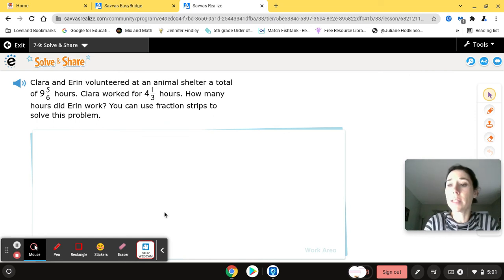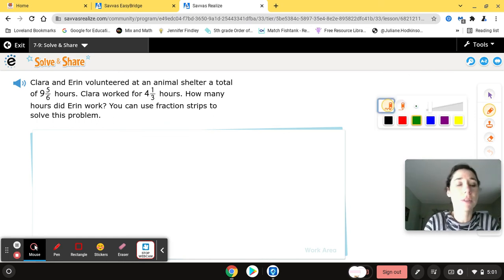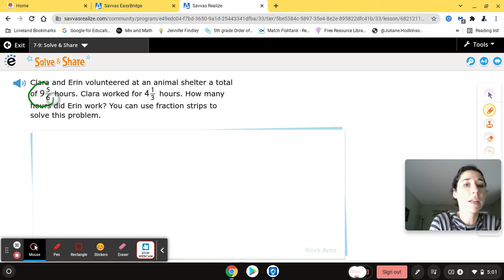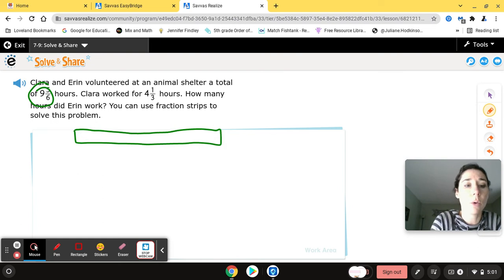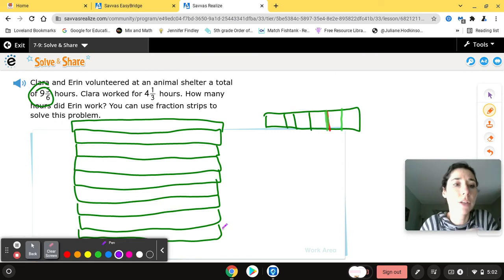Okay, so one of the ways that we could have solved this using fraction strips is to start with our 9 and 5/6 because that's the total amount that they had. So if this was 1 whole, I would need to draw 9 of those. Okay, so I went ahead and drew my 9 and 5/6. So 1, 2, 3, 4, 5, 6, 7, 8, 9, and then 5/6. You can see that this whole is broken up into 6 pieces.